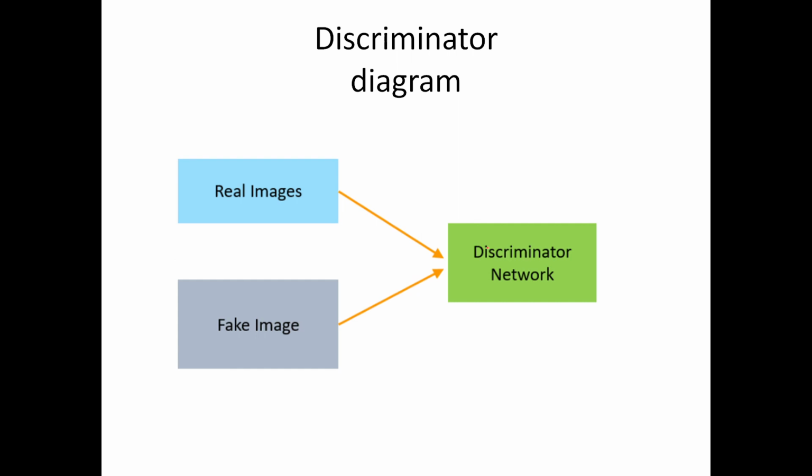And this is a discriminator diagram. The input for the discriminator comes from two sources. One comes from the database, that is a real image, and one comes from the generator network, that is a fake image. The purpose of the discriminator network is to identify which one is a fake image and which one is a real image.